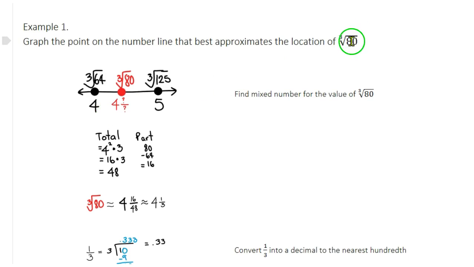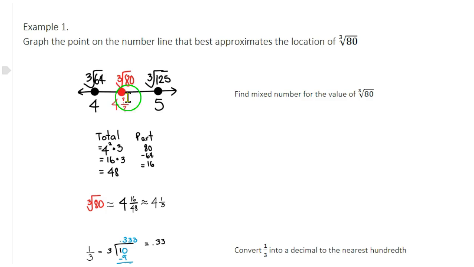80 is a non-perfect cube. So then we will draw the number line and find the perfect cubes where 80 lies in between: perfect cube 64 and perfect cube 125. Now, we find the integers. The cube root of 64 is 4. The cube root of 125 is 5. The value for the cube root of 80 is between 4 and 5, 4 point something.